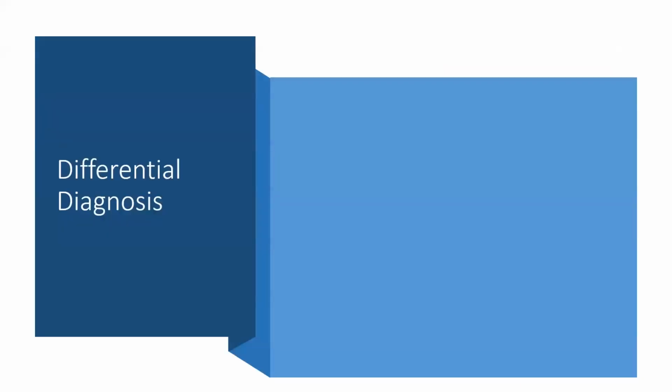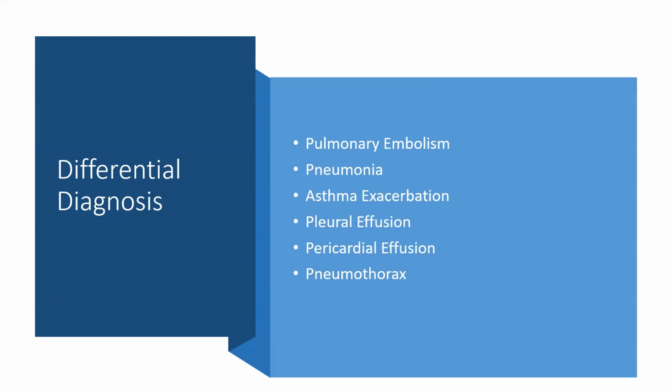So I'll give you just a second to think of some things that could be going on here. What would fit in our differential? And this is what I came up with would be the most likely cause of her presentation. So this gives us a framework through which we need to think: pulmonary embolism, pneumonia, asthma exacerbation, effusion, either pleural or pericardial, and then pneumothorax.